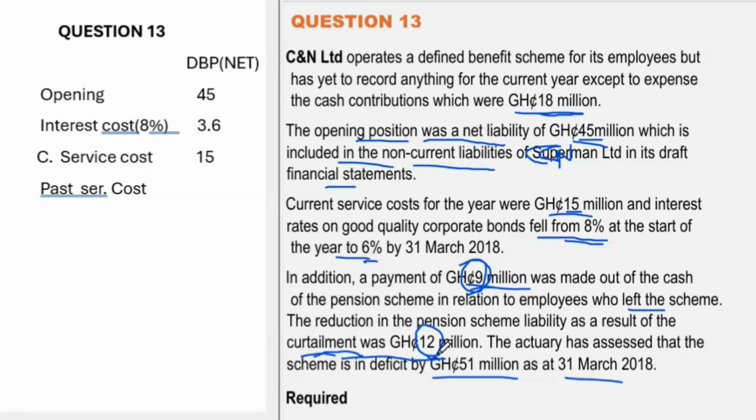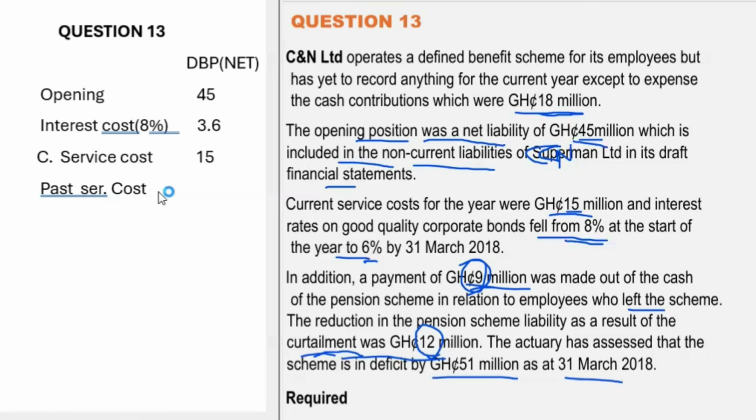And we said, okay, when there's a gain on curtailment, how do you treat it? If you've watched the previous video, the main lecture, we said if there's a gain on curtailment or gain on settlement, the gain is used to reduce the past service cost. Are you following? It will reduce the past service cost because past service cost is an expense. So if there's a gain, the gain should reduce it.